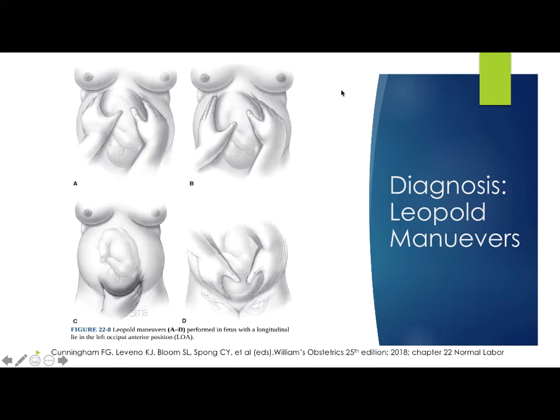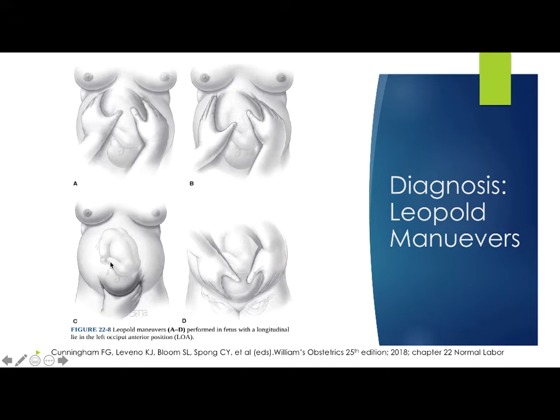It is also very important to do Leopold maneuver 2 because you want to determine the fetal back, so that you know which part of the maternal abdomen you will place your stethoscope or fetal Doppler, so you can appreciate the fetal heartbeat or the fetal heart rate.